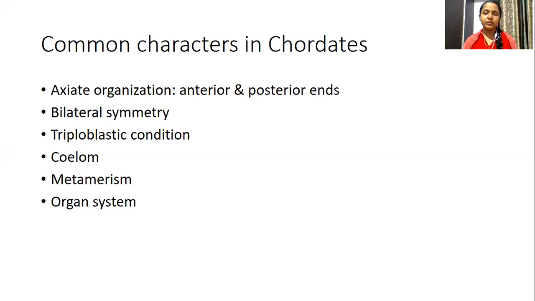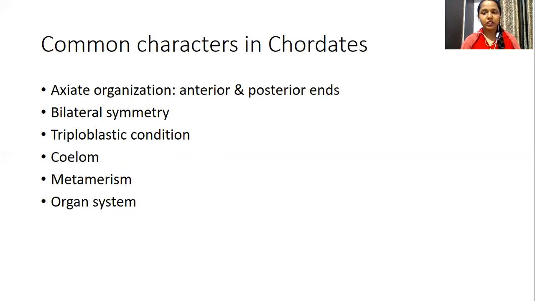Next is the bilateral symmetry. Bilateral symmetry is also a common character in chordates. Bilateral symmetry is nothing but when we cleave an organism along a particular median axis, we get mirror images of the organism. That is what we call bilateral symmetry.